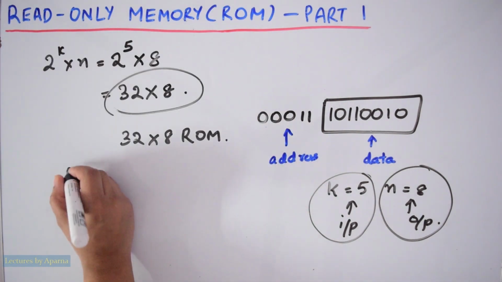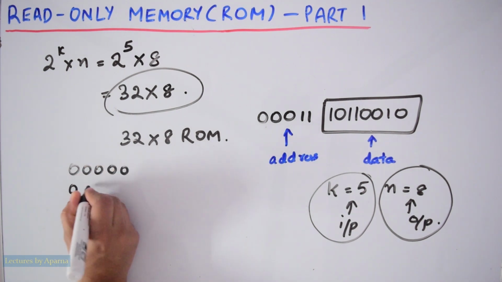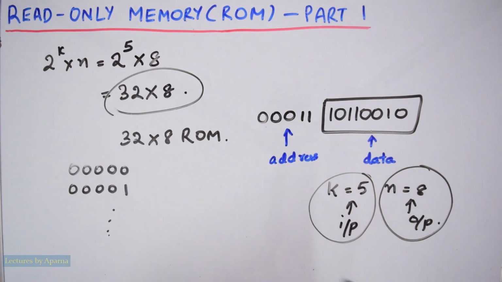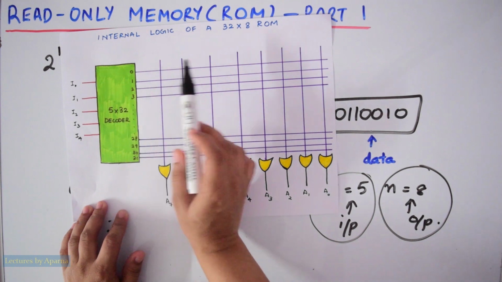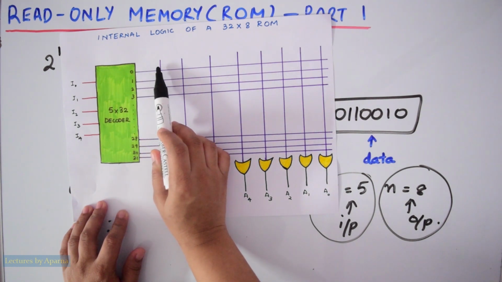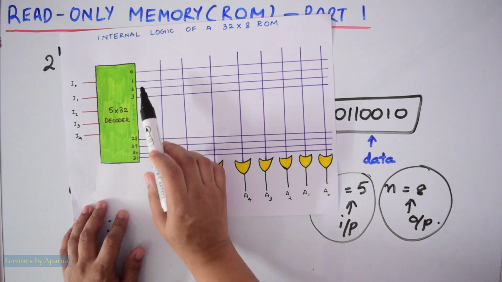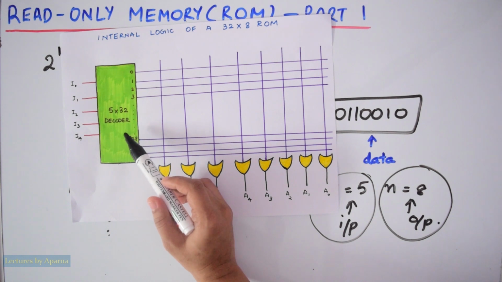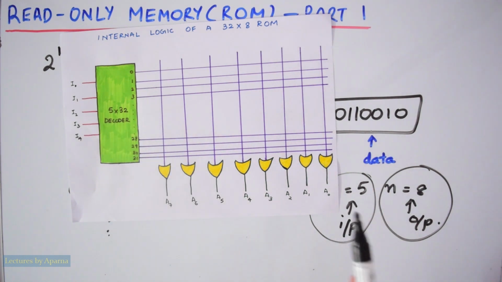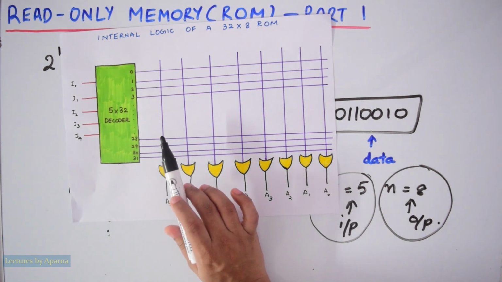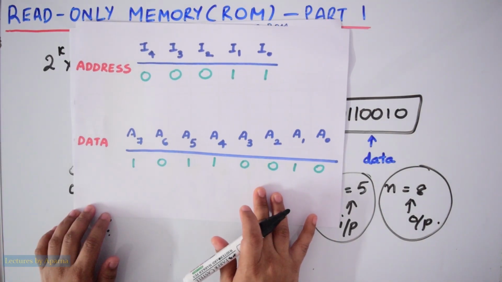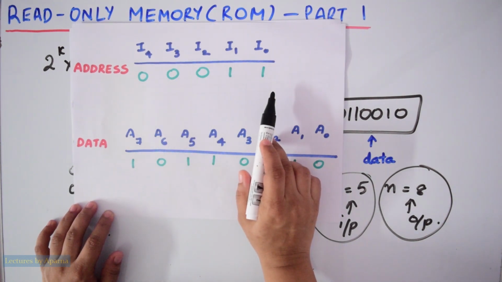That is 00000, 00001, like that. So total there will be 32 distinct outputs from the decoder. So this will be 00000, this will be 00001, like that. So the decoder is a 5 by 32 decoder because it has 5 inputs and 32 outputs. So each output from the decoder represents a memory address.